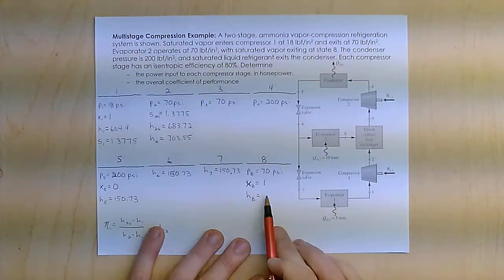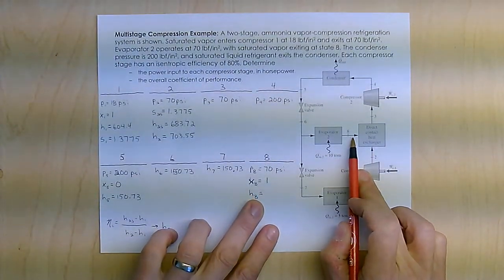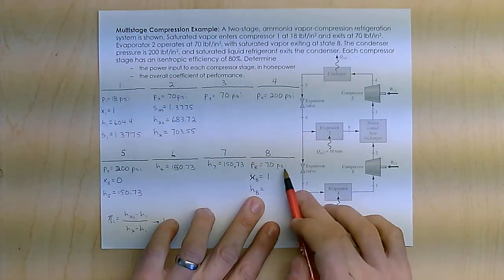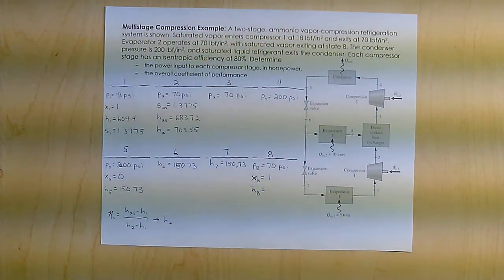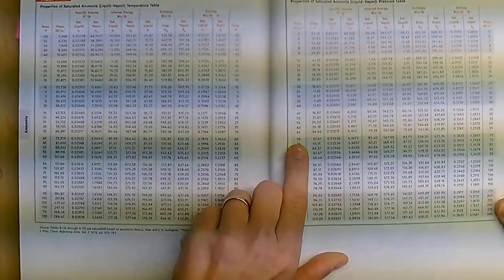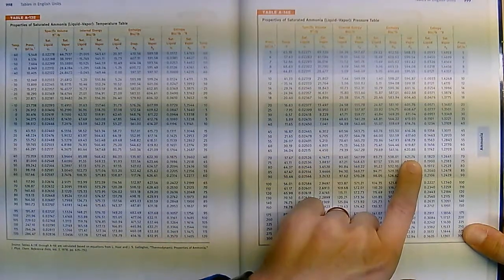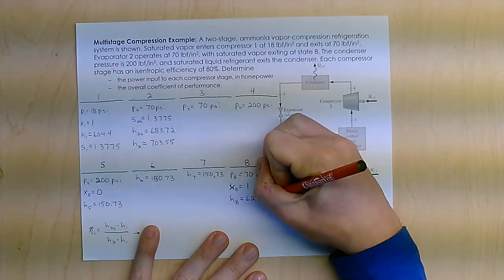The other thing I know is that I've got saturated vapor coming out of the evaporator too. The problem statement tells me that, so I can look up h8, knowing 70 psi saturated vapor. At 70 psi, saturated vapor gives me 621.74. So I've got most of these.